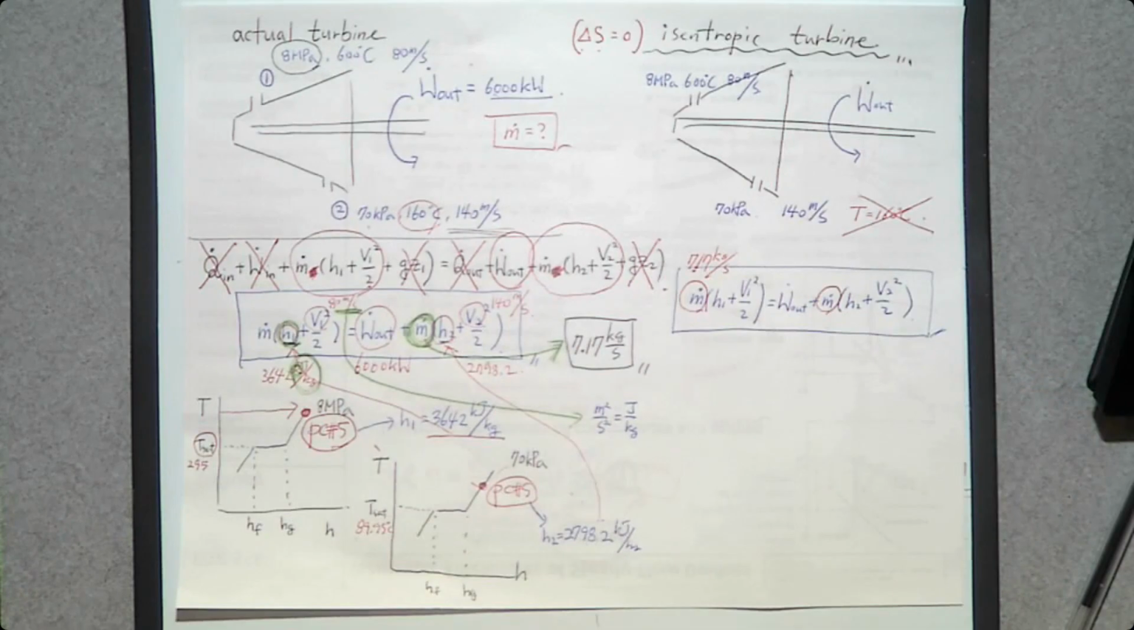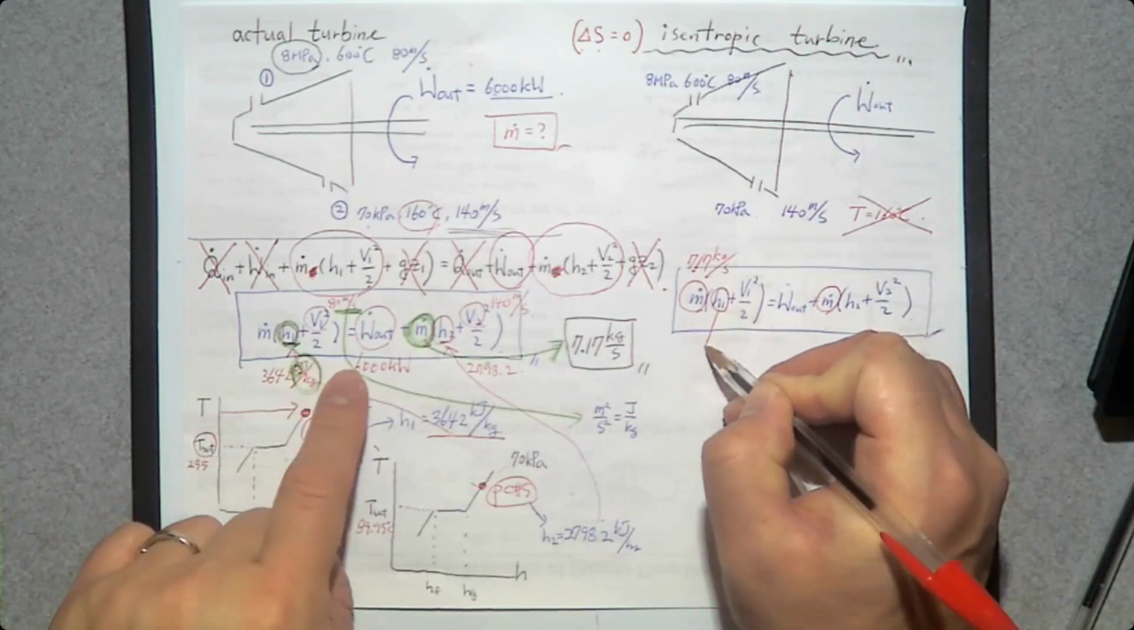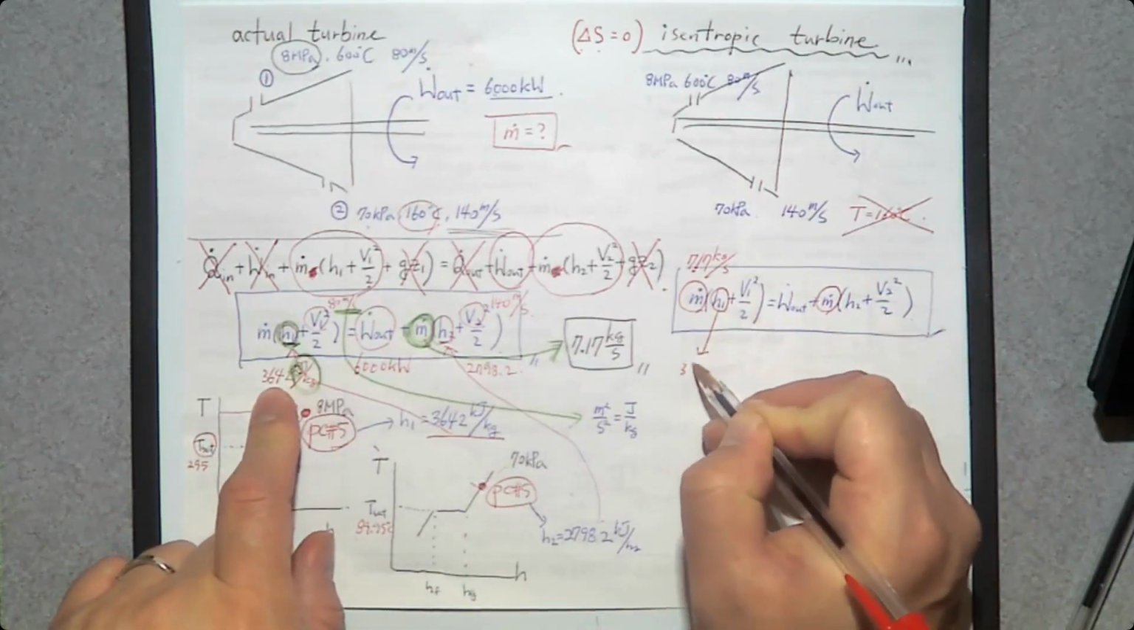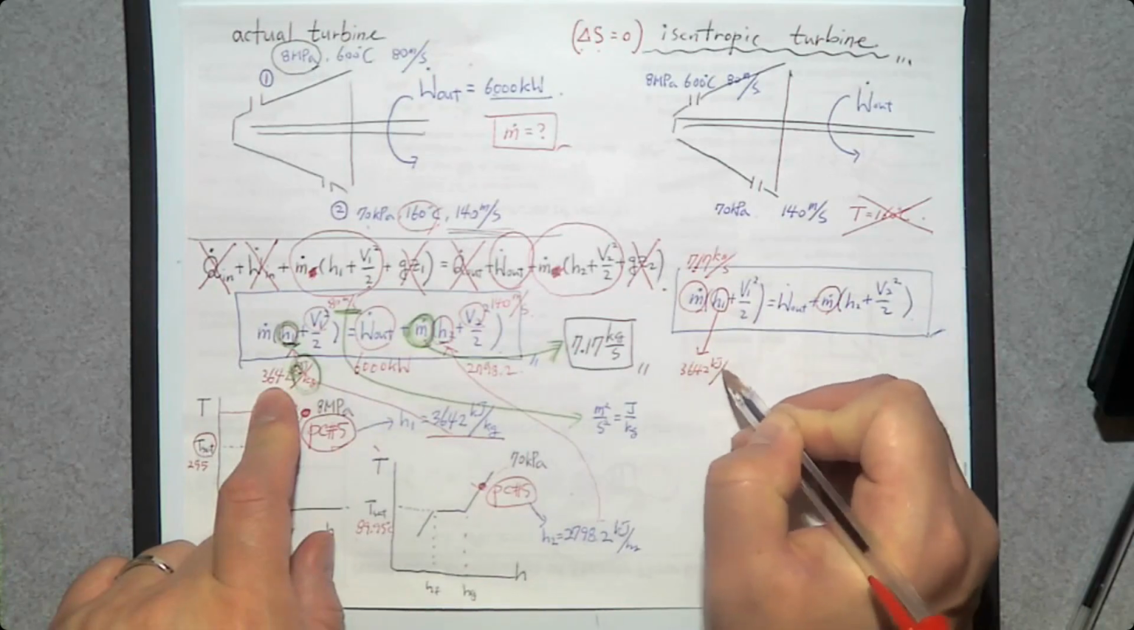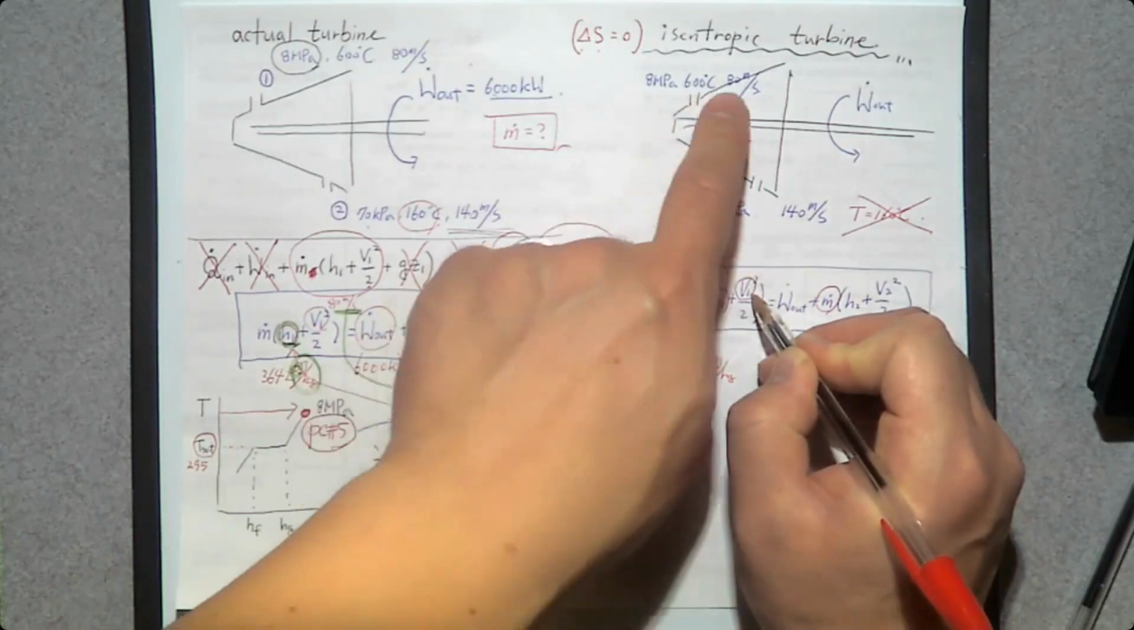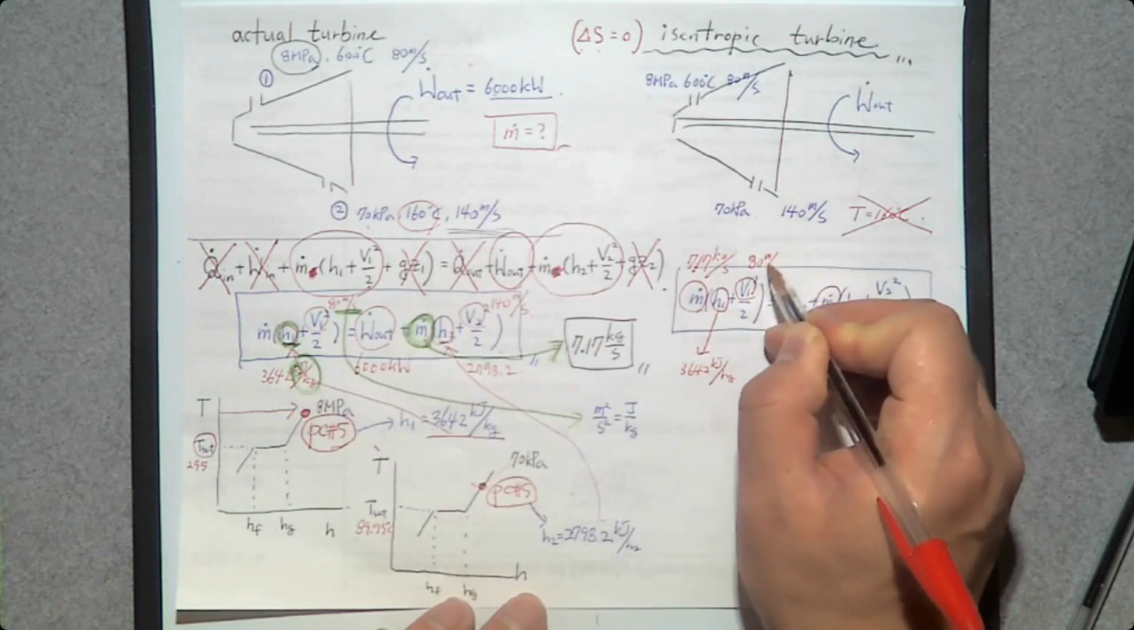What about this H1? At the inlet, we have 8 megapascal, 600 degrees Celsius for the actual turbine. For the isentropic turbine, we also have the same pressure, same temperature. So is there any difference between H1 for the actual turbine and H1 for the isentropic turbine? No. So H1 should be the same. So H1 is going to be 3,642 kilojoule per kilogram.